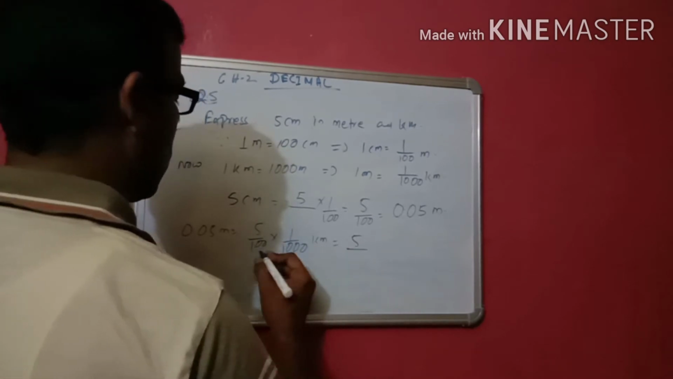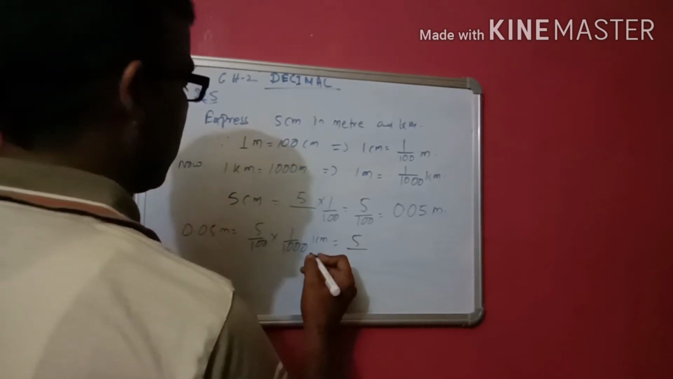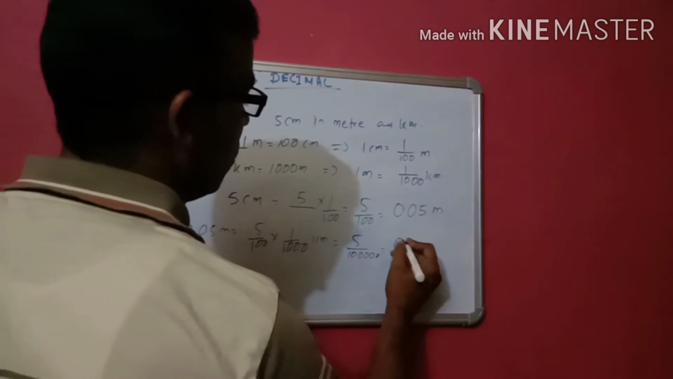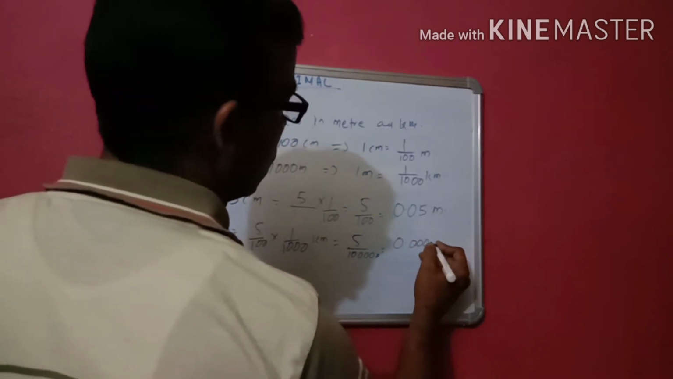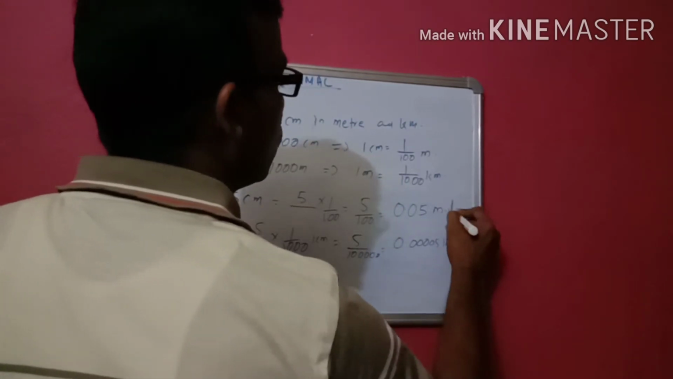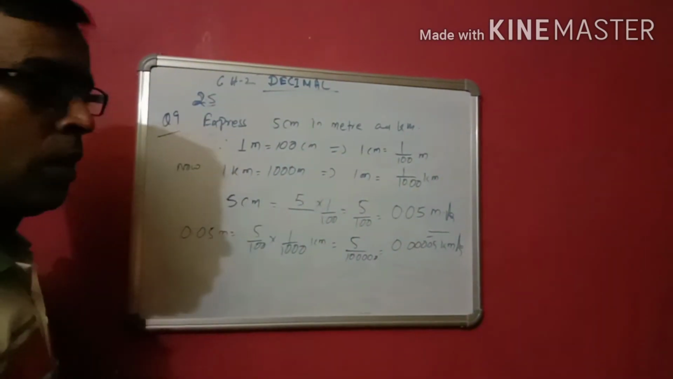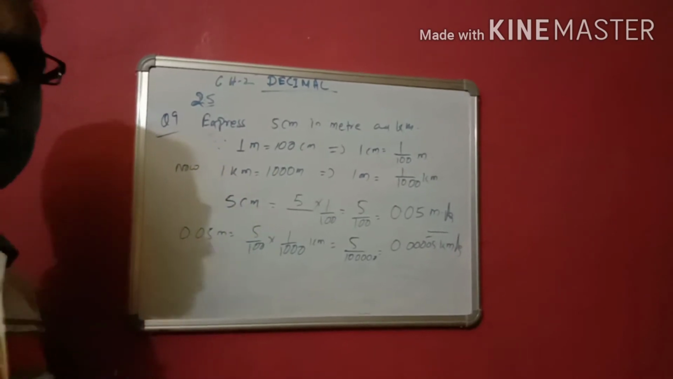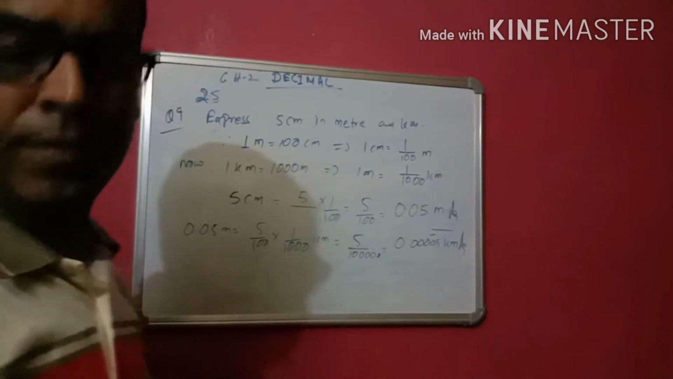Now 5 by 100 into 1 by 1000, count the zeros: 1, 2, 3, 4, 5. So it will be 0.00005 kilometer. This is your second answer, and 0.05 meter is your first answer. Write down. Now we have to move to exercise 2.6.